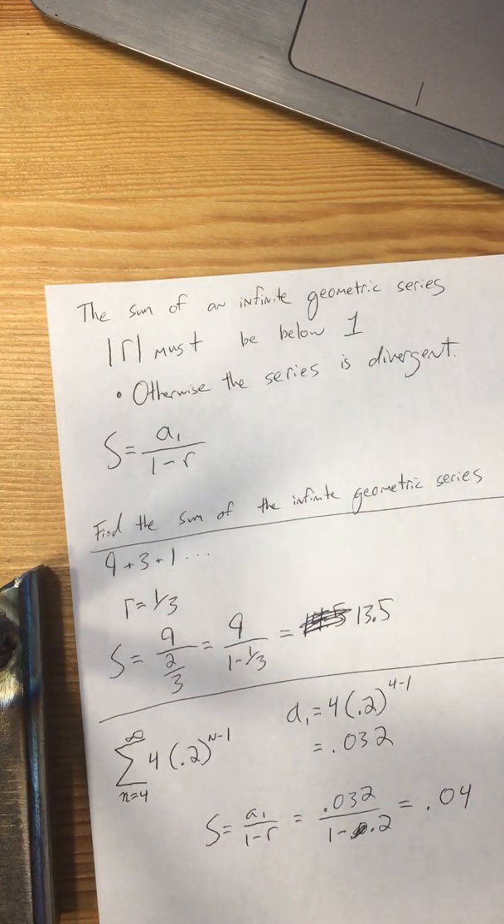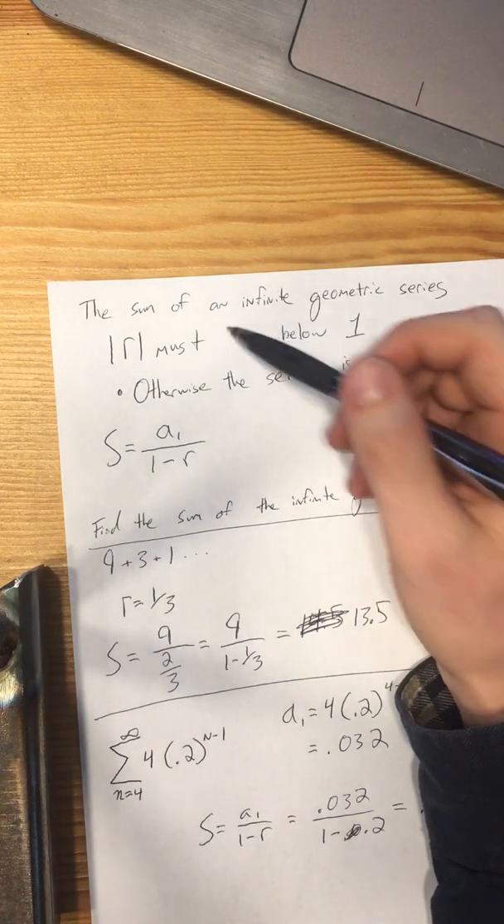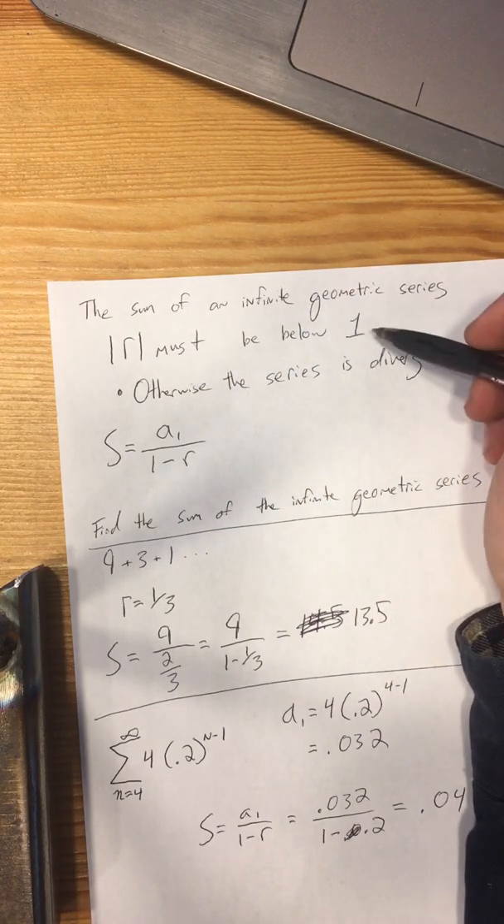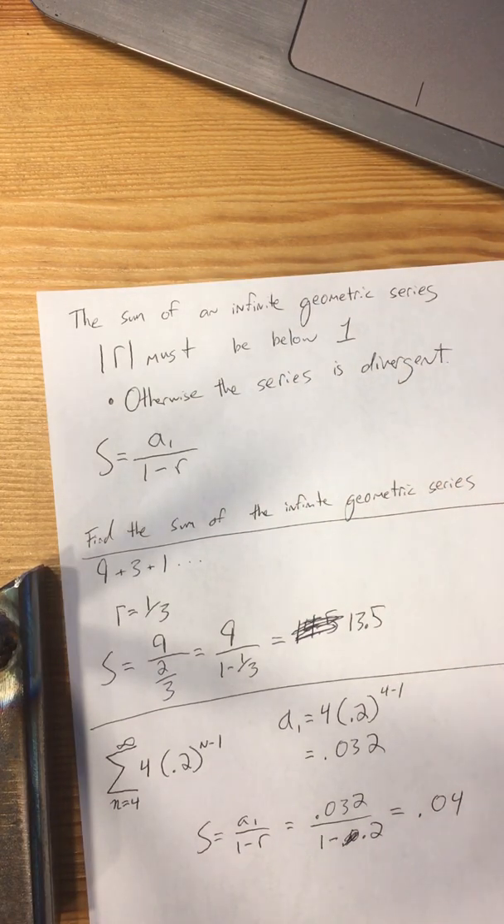Now we're going to learn how to take the sum of an infinite number of terms in a geometric sequence, and that's called an infinite geometric series. The absolute value of the common ratio must be less than 1. Otherwise, the series is divergent.